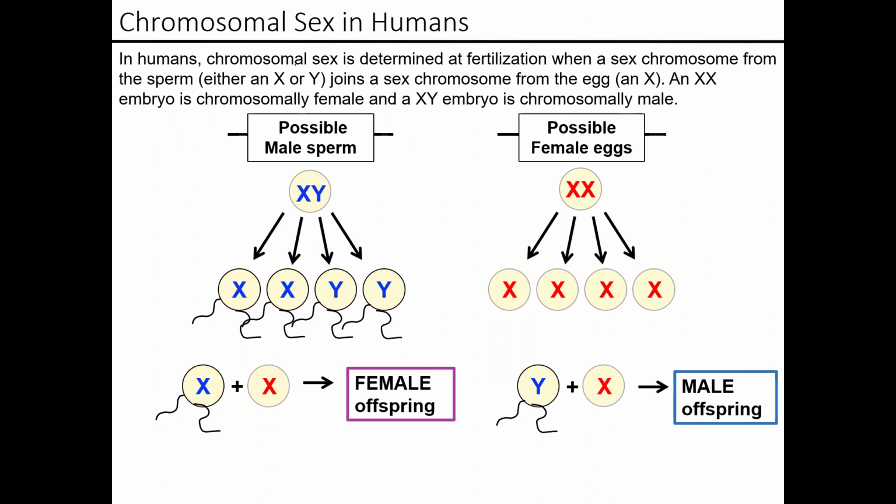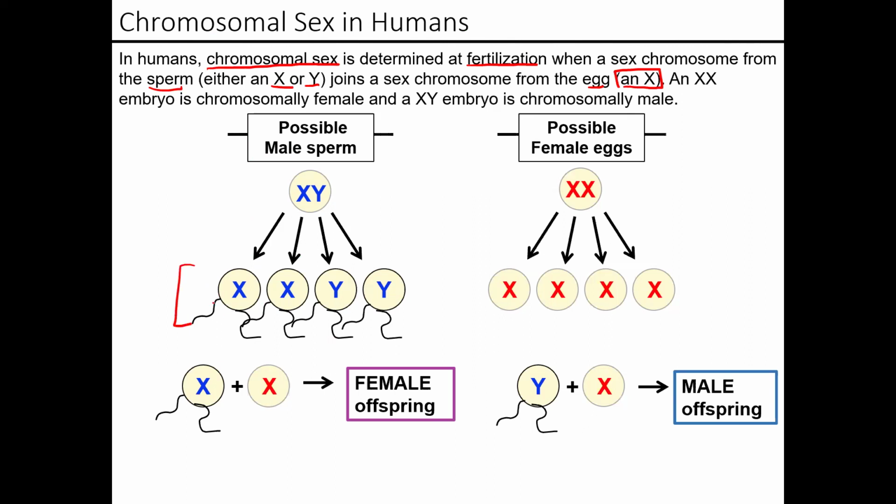In humans, our chromosomal sex is determined at fertilization. One thing to remember is sperm can carry either an X or a Y, while eggs from females will only carry an X. If you look at this graphic, these are the possible male sperm. Remember, through meiosis, we go from diploid to haploid. That's why we end up with these four possibilities.